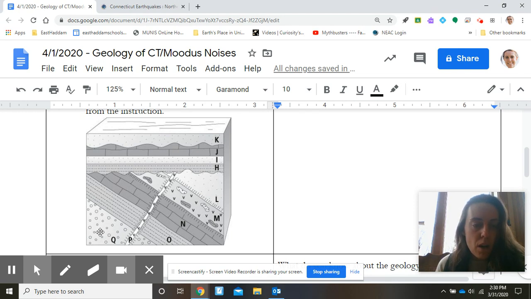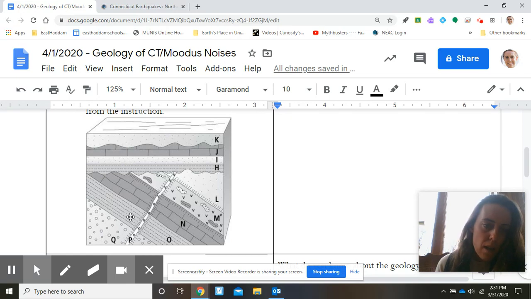So our oldest layer is going to be Q. And I know I went over that yesterday. Then we have O that got laid on top of that. Then we have N. And then it looks like M maybe has some fossil marine organisms in it. That's the next one. And then we have L. And I know we had a little confusion here in my instructions.